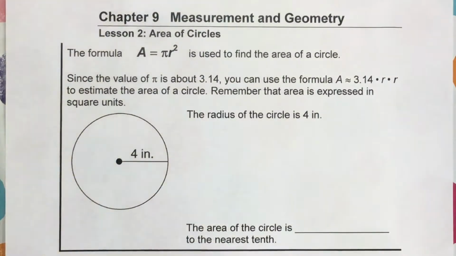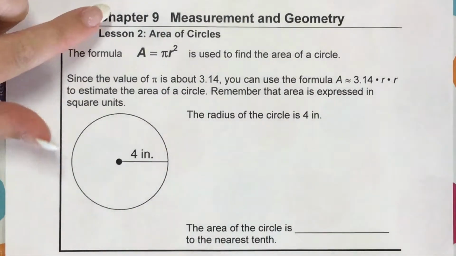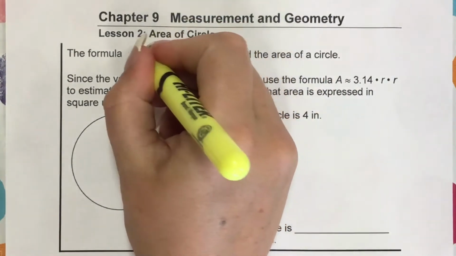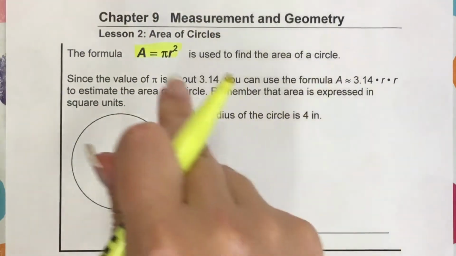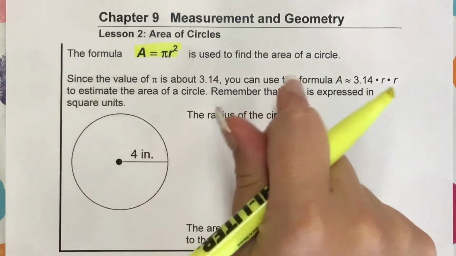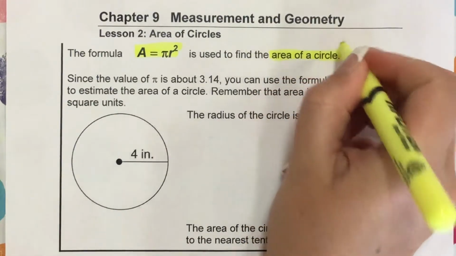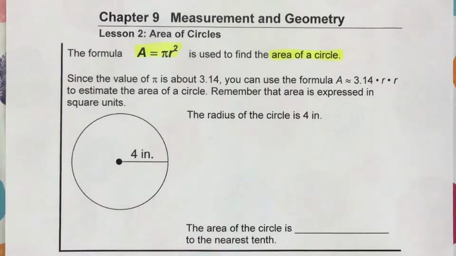Hello, welcome back. We are in Chapter 9, Measurement and Geometry, discussing Lesson 2, Area of Circles. So this formula right here, area equals pi r squared, is the formula which is used to find the area of a circle. Now, let me just go ahead and break this formula down.